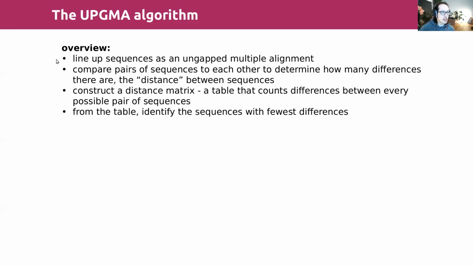It's a distance-based algorithm used to compute a tree. And the idea is you line up the sequences as an ungapped multiple alignment. You compare pairs of sequences to each other to determine how many differences there are. And this is the so-called distance between the sequences. And you construct this distance matrix. And this is simply a table that counts the number of distances for every possible pair.